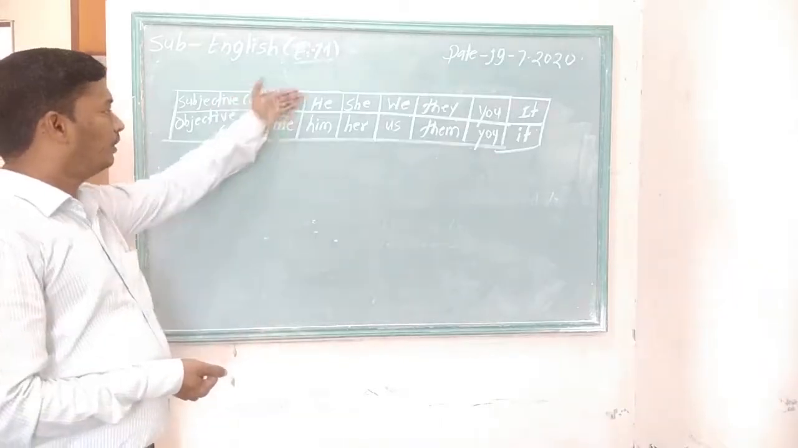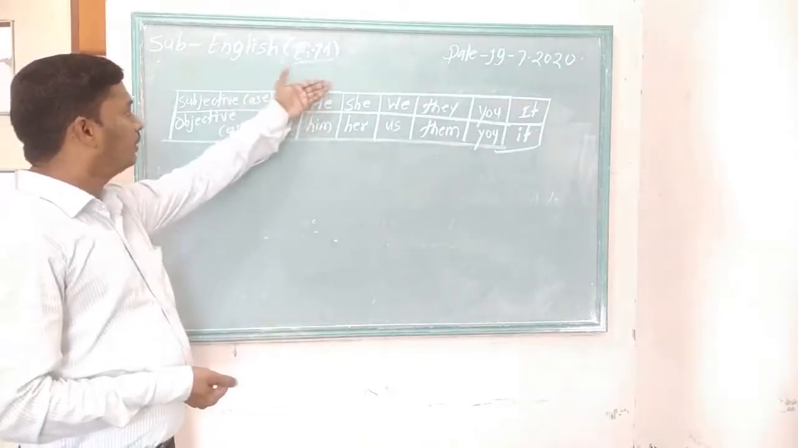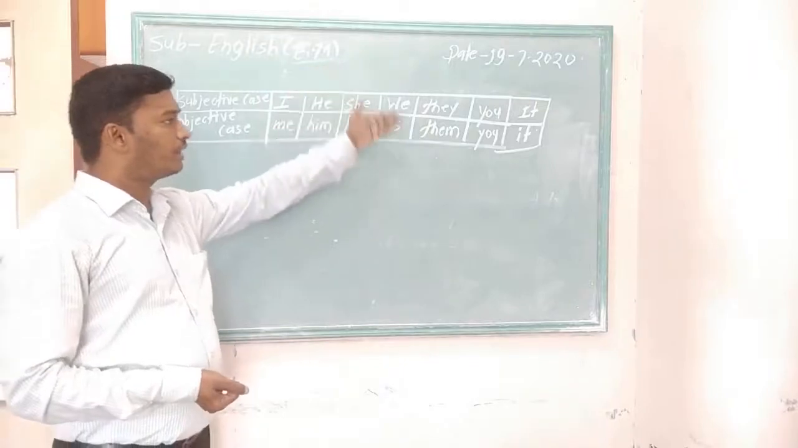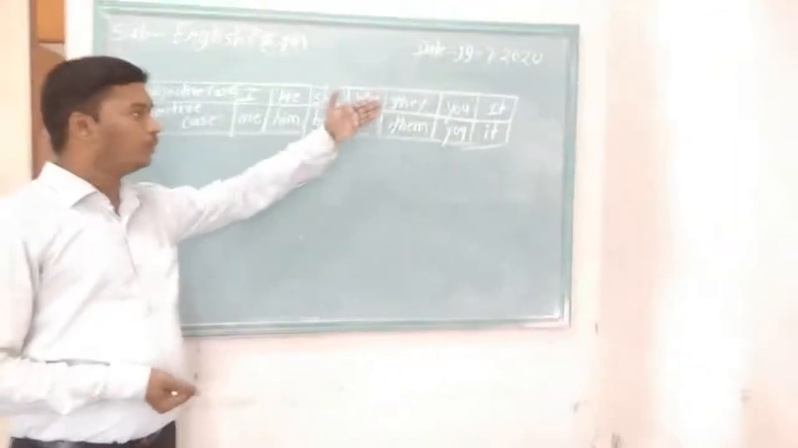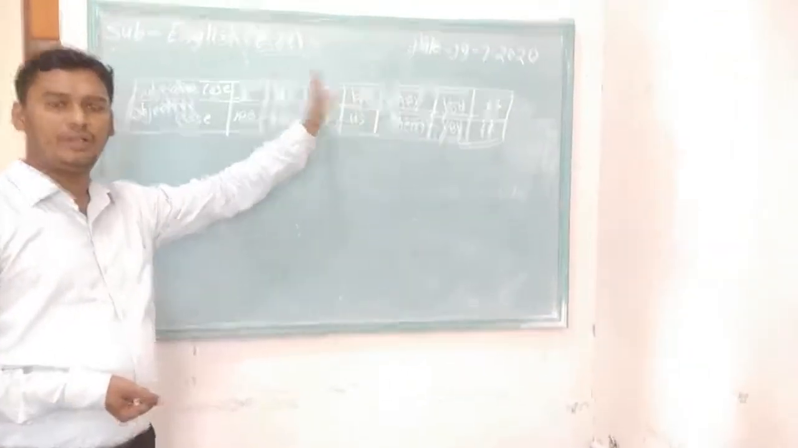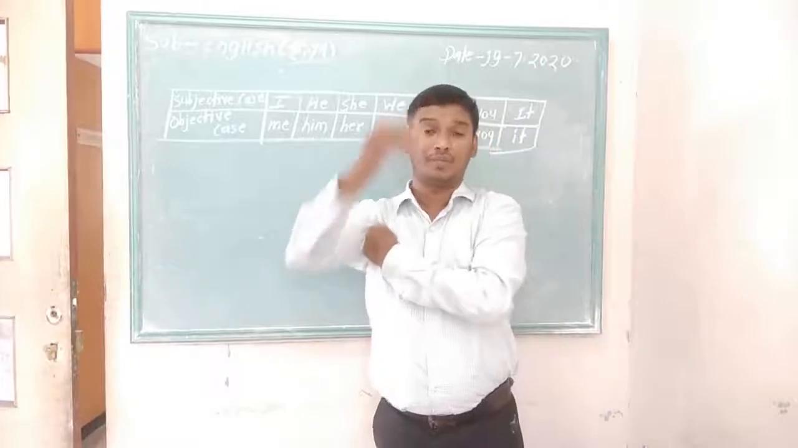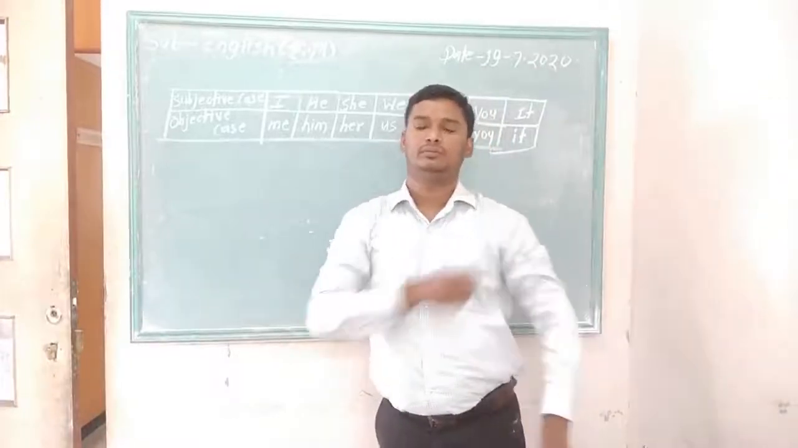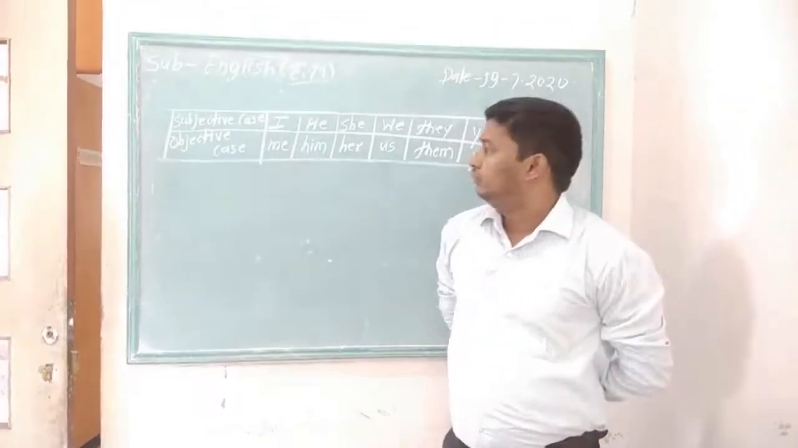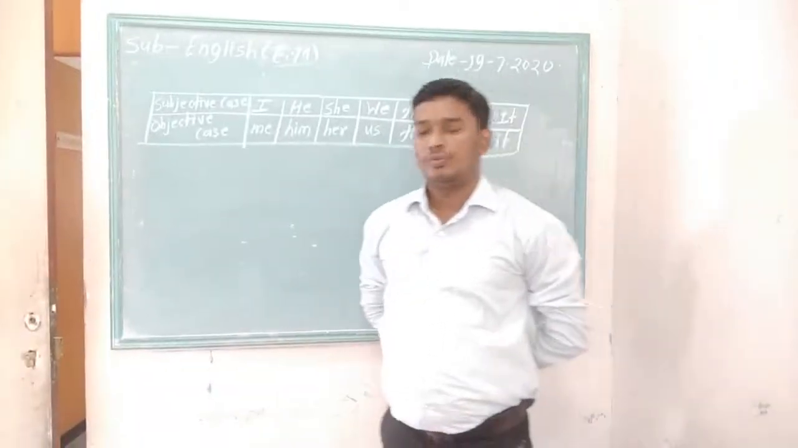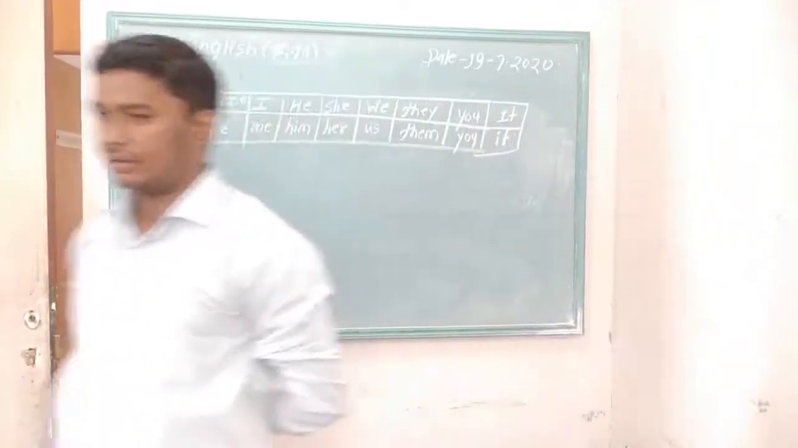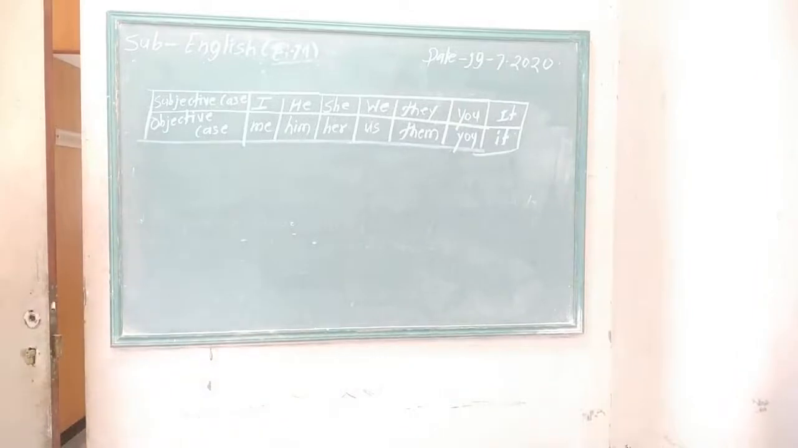I into me, he into him, she into her, we into us, they into them, you into you, it into it. Right? Write this table by red pen in your notebook after that rule, subjective case and objective case. Right? Fast. In 2 lines.